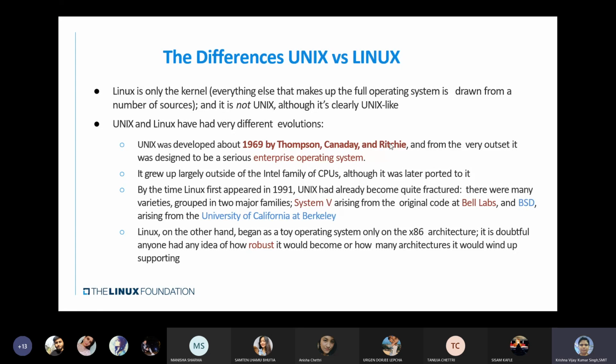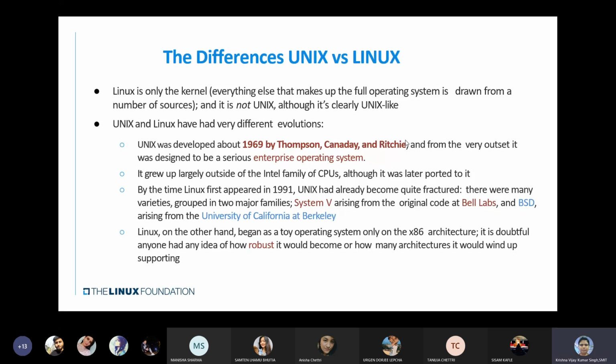One is OpenSUSE, one is Ubuntu, another may be Red Hat, though the Linux kernel in these three operating systems may be the same. So please try to understand, Linux only gives the kernel, and on top of the kernel we add some extra things. It is written there also: everything else other than the kernel, Linux is only the kernel. Everything else that makes up the full operating system is drawn from a number of sources.